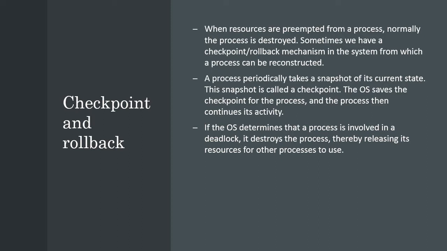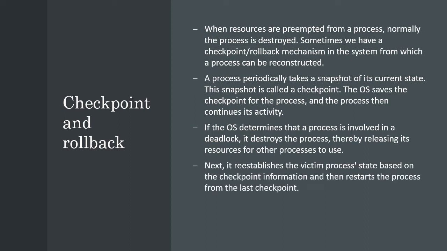If the operating system determines that a process is involved in a deadlock, it destroys the process, thereby releasing its resources for other processes to use. Next, it reestablishes the victim process state based on the checkpoint information and then restarts the process from the last checkpoint. This method is called rolling the process back to the checkpoint.